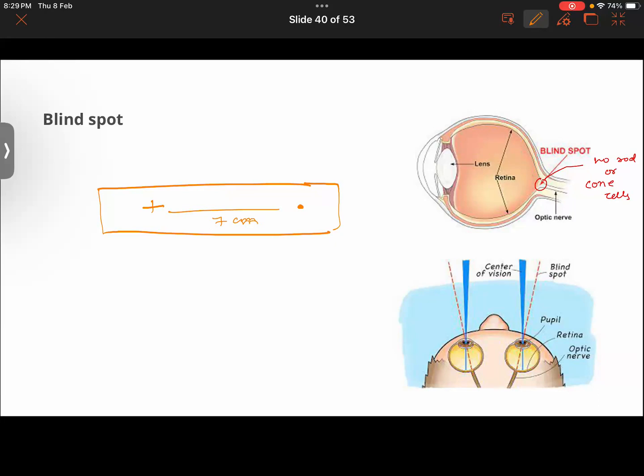What you can do is hold it at arm's length. Suppose you are attending the class from your smartphone, you can hold your smartphone at the length of your arm from your eyes, like this. Now close your left eye and look at the cross on the paper with your right eye.